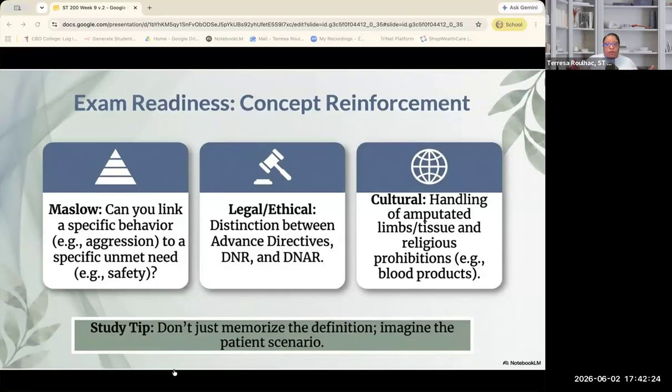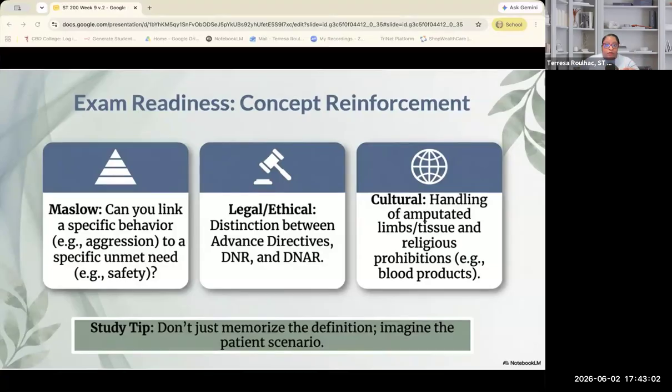Maslow, for example. On the exam, you may see a behavior: agitation, aggression, silence, withdrawal. The question is not what is Maslow? The question is which need is threatened? Can you connect behavior to psychological, safety, love, belonging, esteem, or actualization? If you can link behavior to need, you can answer those appropriately.